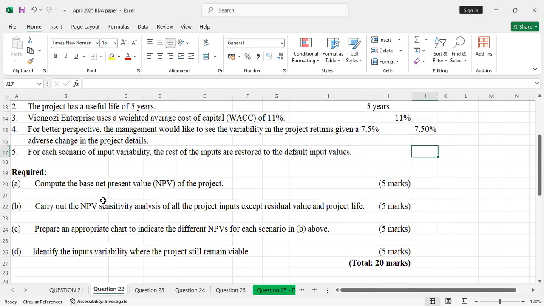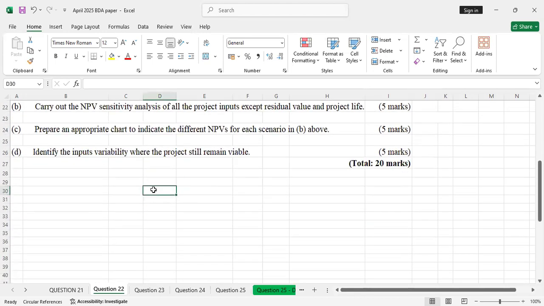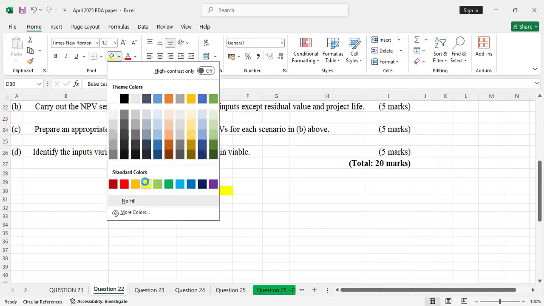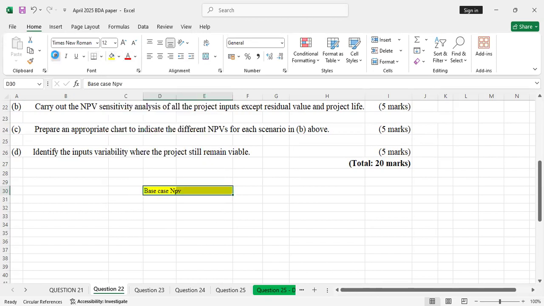Required A, compute the best case net present value NPV of the project. So I'll start with the best case NPV. My best case, I'll color it yellow, then I bold it.